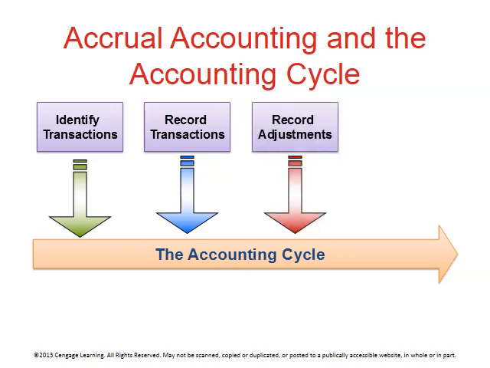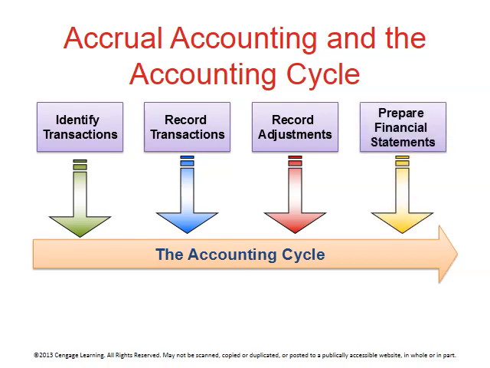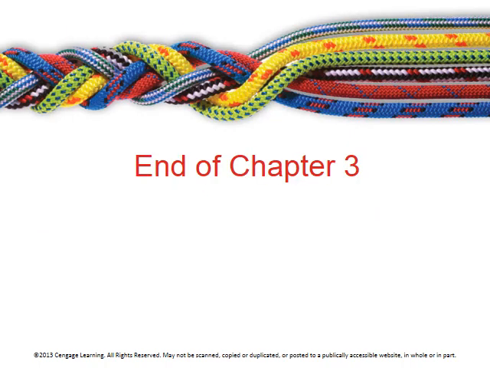And then we record adjustments. That would be prepaid insurance expires, recording depreciation, accruing wages earned. And then finally, our last step is preparing the financial statements, our income statement, our retained earnings statement, our statement of cash flows, and our balance sheet. That's known as the accounting cycle. And that's the end of the chapter.